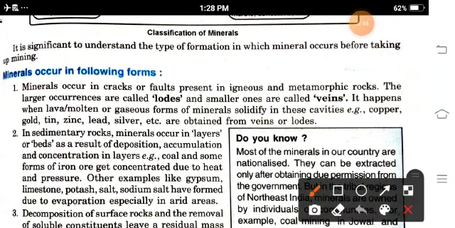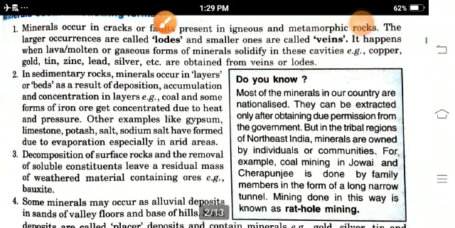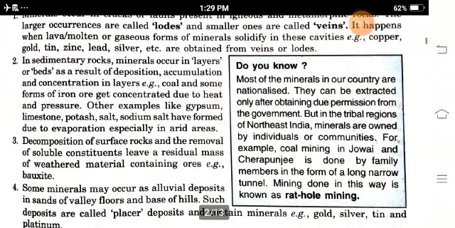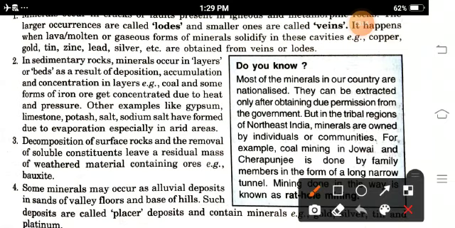Minerals occur in cracks or faults present in igneous and metamorphic rocks. The larger occurrences are called lodes and the smaller ones are called veins. For example, in sedimentary rocks, minerals occur in layers. Some examples like coal and some forms of iron ore get concentrated due to heat and pressure. Other examples like gypsum, limestone, potash salt, sodium salt have formed due to evaporation, especially in arid areas.